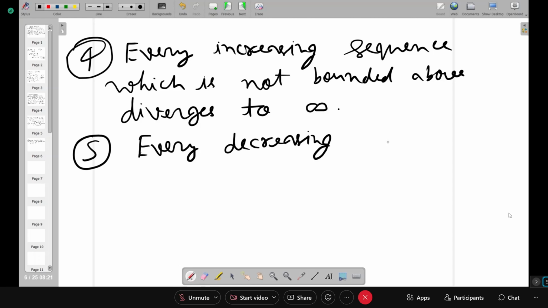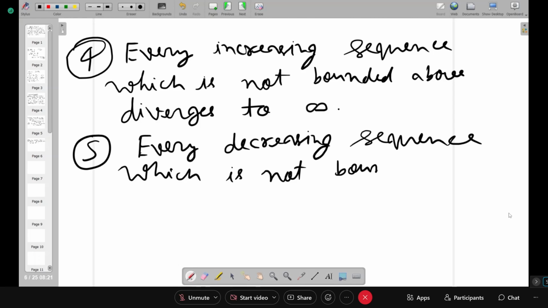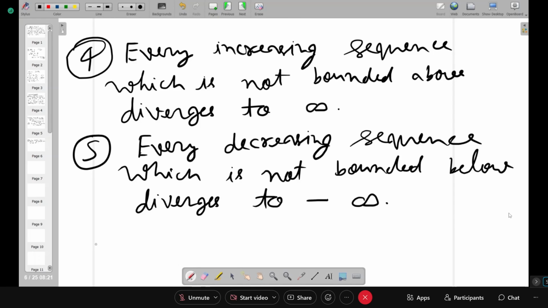Every decreasing sequence which is not bounded below diverges to minus infinity. Okay.